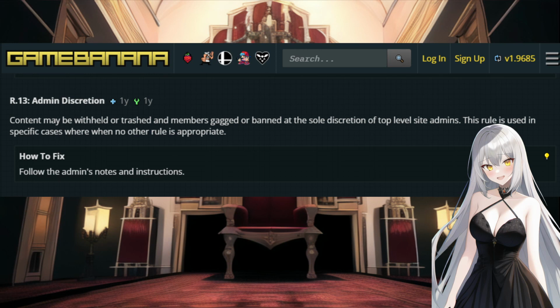The rule used to remove the work was cited under Rule 13 of their site, that states content may be withheld or trashed and members gagged or banned at the sole discretion of top-level site admins. This rule is used in specific cases where no other rule is appropriate. Obviously a very vague rule to help them moderate fringe cases at their own discretion without overstepping their bounds on fairness. But the application of this rule on this harmless mod is an overstep of the moderation, where they use this rule to remove something they just didn't like.